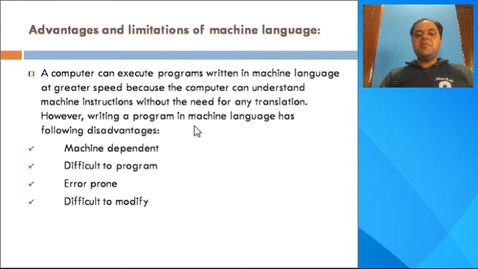However, writing a program in machine language has the following disadvantages. It is machine dependent, which means when you have written code on one machine, it may not run on another machine. It is very difficult to program because it is in the form of zeros and ones, so you get confused while programming or debugging. It is error prone; the chances of error are more. Its maintenance is also very difficult. These are the advantages and limitations of machine language. It has only one advantage, that is its very high speed, but it has many limitations.